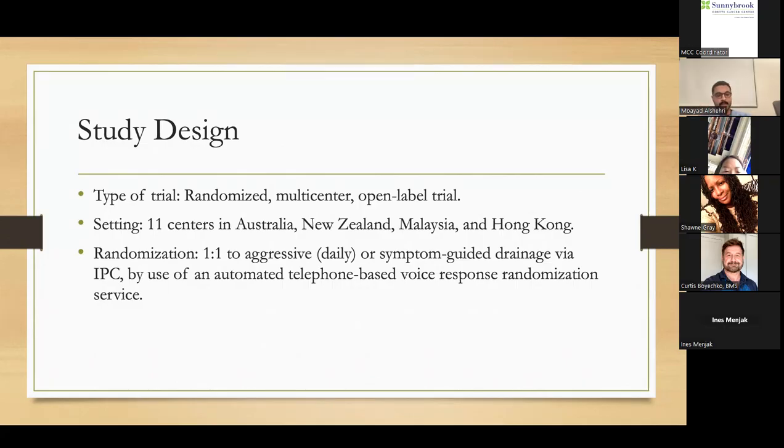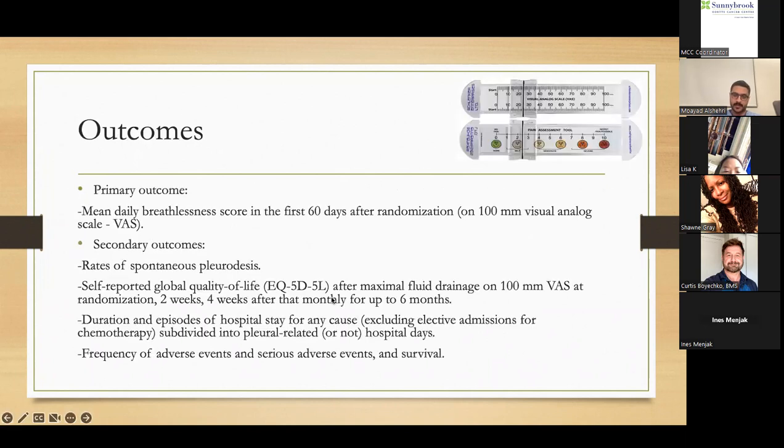So the study design is a randomized multi-center open-label trial. It's again in kind of the same countries as AMBLE-1: Australia, New Zealand, Malaysia, and Hong Kong. And the randomization was 1-to-1 to aggressive daily or symptom-guided drainage via IPC by use of an automated telephone-based voice response randomization service. And their primary outcome was the mean daily breathlessness score in the first 60 days after randomization on a visual analog scale.